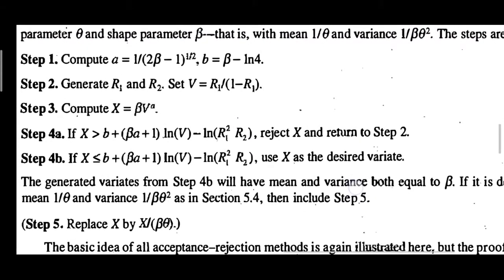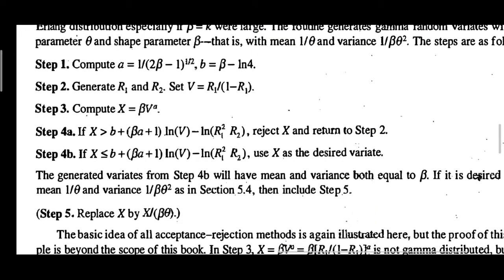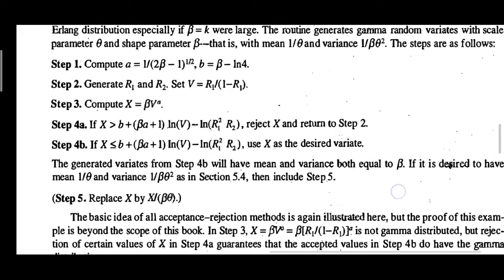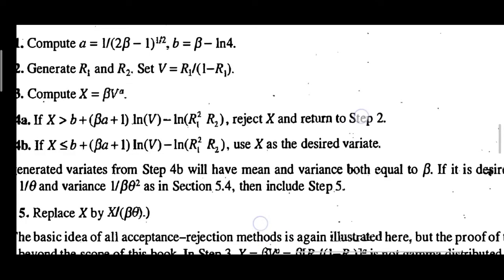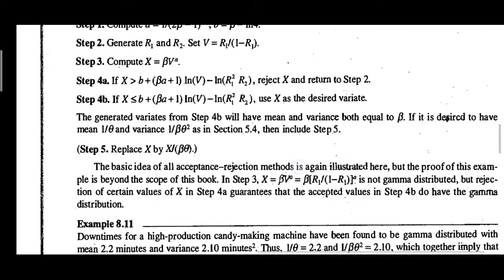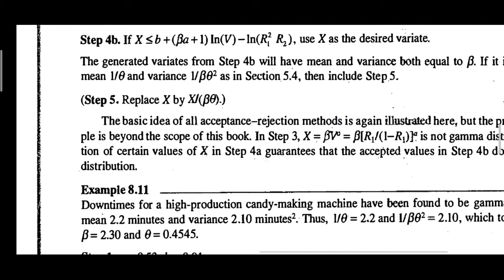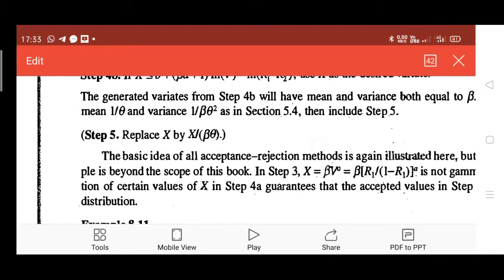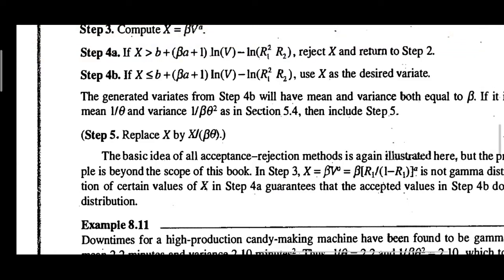The generated variate from step 4b will have mean and variance both equal to beta. If it is desired to have the mean value 1 by theta and the variance 1 by beta into theta square in the denominator, then you have to go to step 5. In that case, replace x from the previous step by x divided by beta into theta.